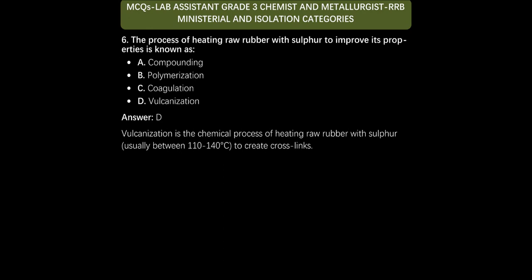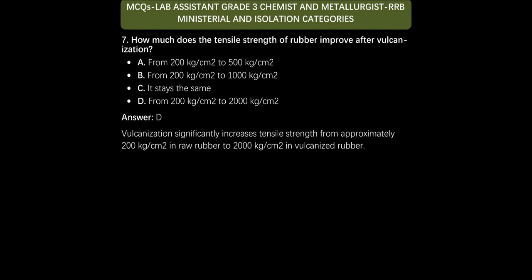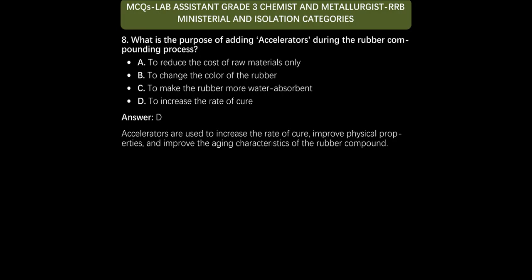The process of heating raw rubber with sulfur to improve its properties is known as option D, vulcanization. How much does the tensile strength of rubber improve after vulcanization? Option D, from 200 kg per centimeter square to 2000 kg per centimeter square. What is the purpose of adding accelerators during the rubber compounding process? Option D, to increase the rate of cure.